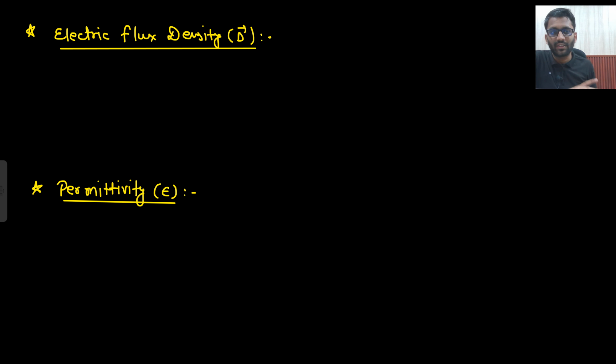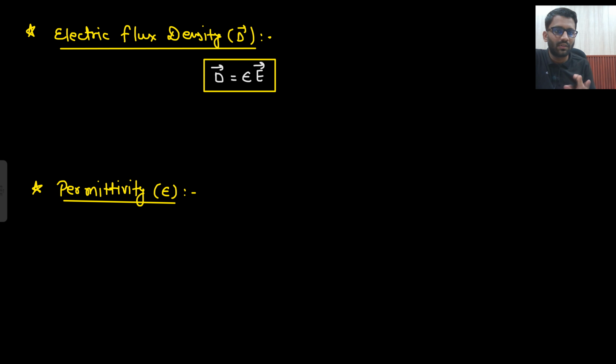I'm not going to tell the definition, because do you remember the definition of flux density? Did we study it? Flux per unit area. What do you mean by flux density? Flux per unit area, that's it. This is the same thing here. Okay, so this is shown by D. Electric flux density is shown by D, which is equal to epsilon E.